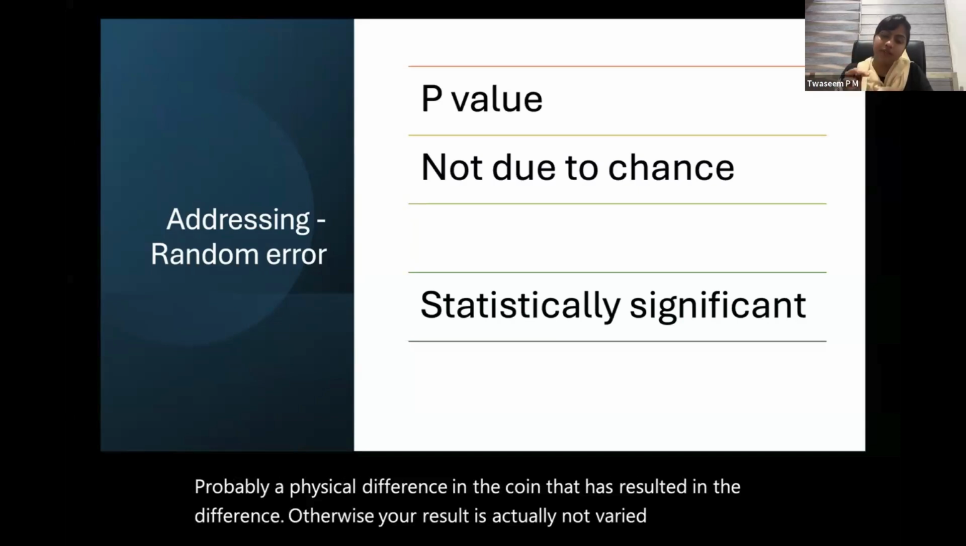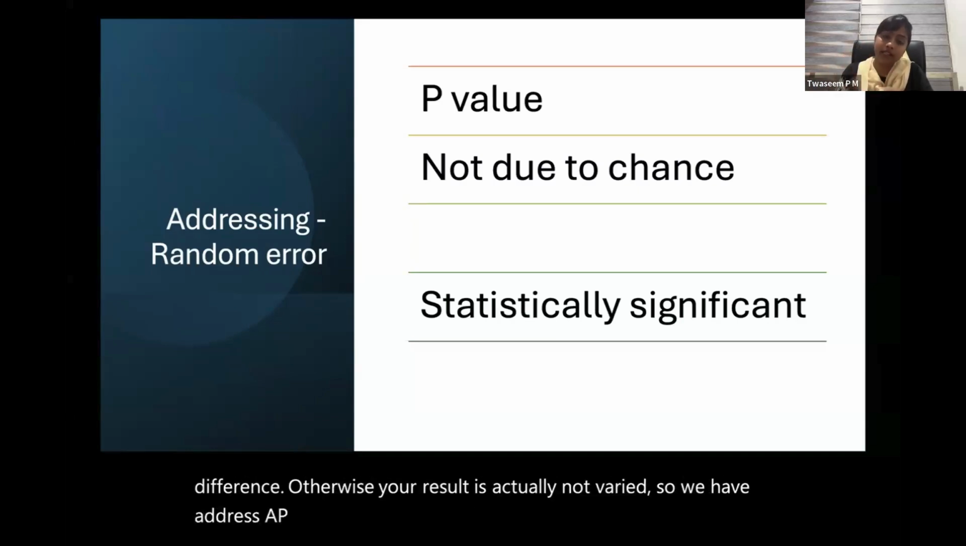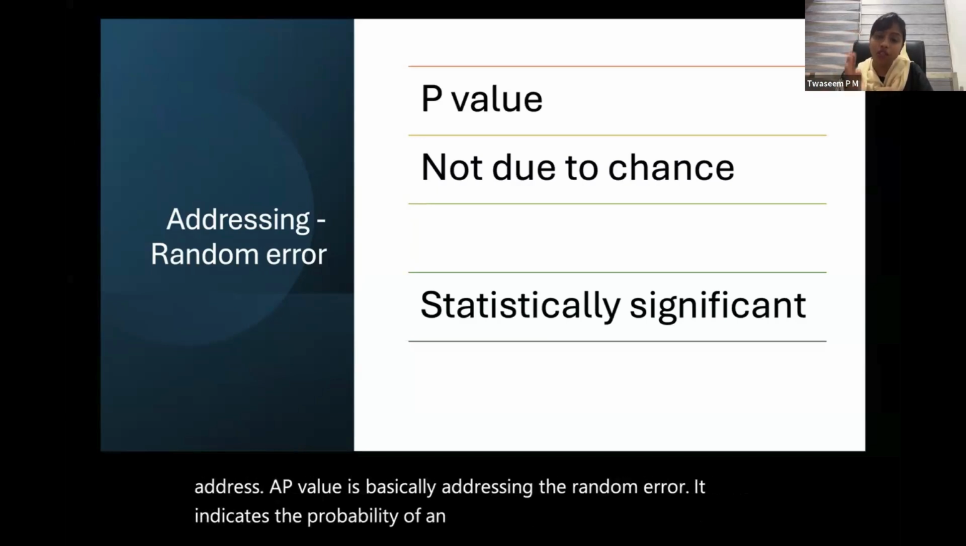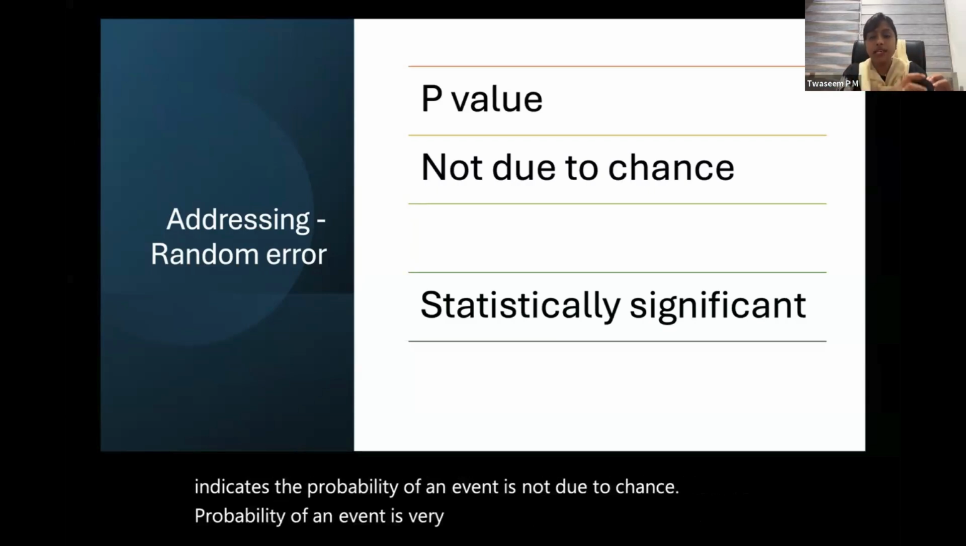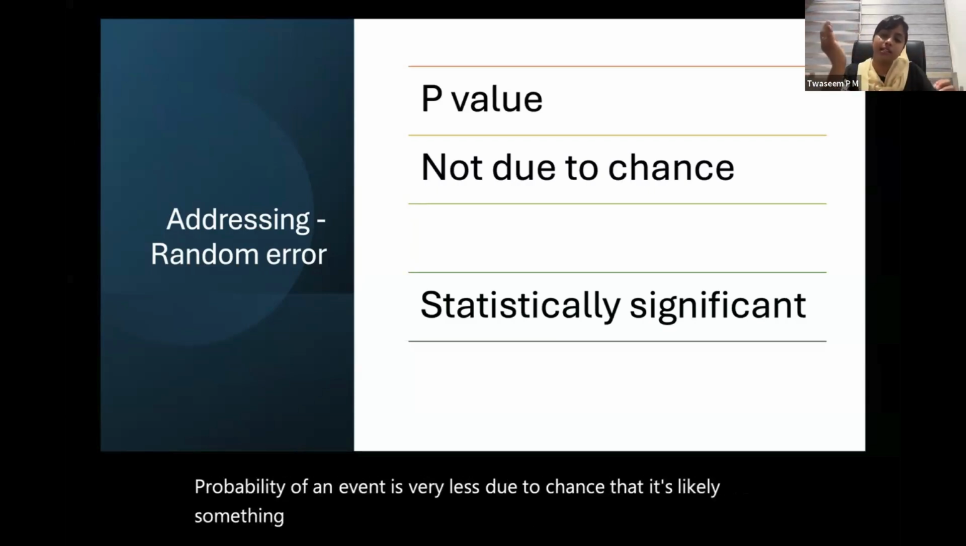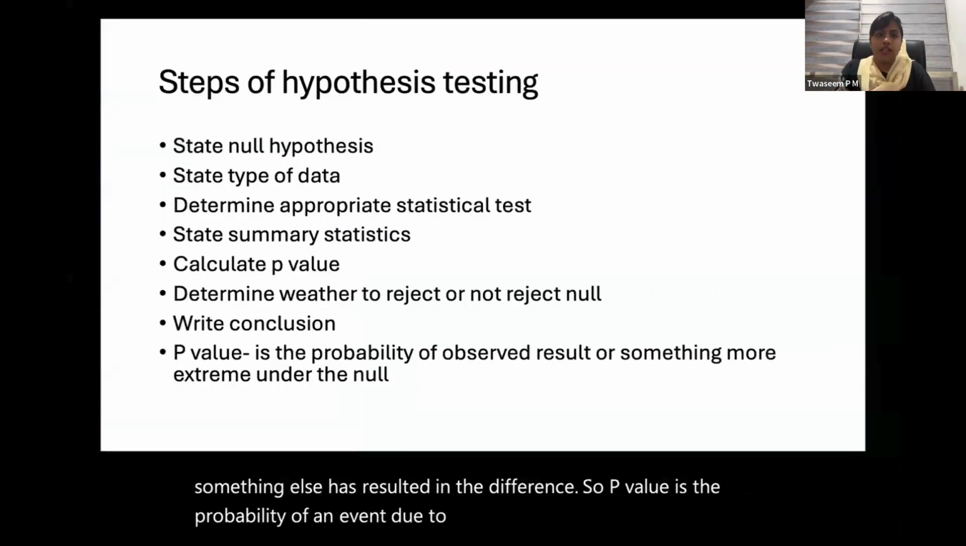So we have addressed that p-value is basically addressing the random error. It indicates the probability of an event is not due to chance. The probability of an event is very less due to chance, so it's likely something else has resulted in the difference. So p-value is the probability of an event due to chance.